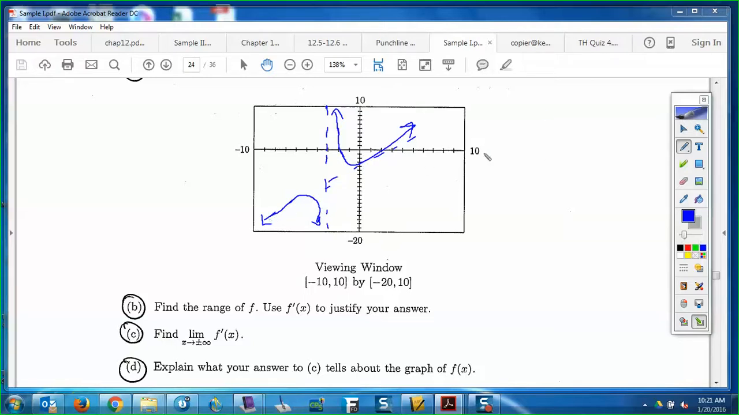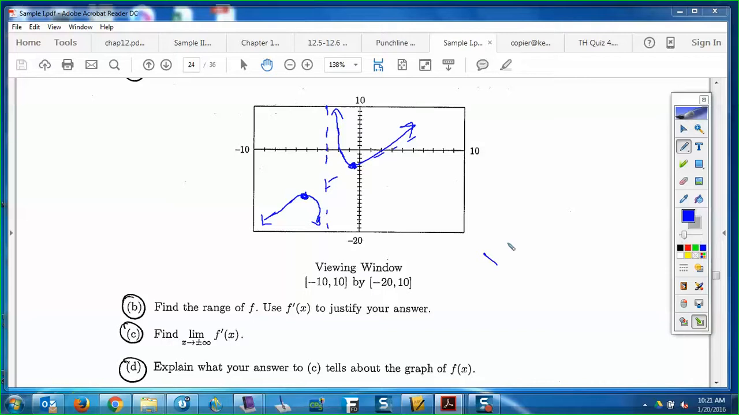But anyway, when they want the range of f, what are the key points that you would have to find here? Range, remember, is the possible y values. What are the key points on that graph you would need to know? The local min and the local max. You need to know those 2 points, right? And so, how do you find a local min, local max? Where the derivative is 0, right? So when they say use f prime to justify your answer, that's what they're talking about. They're saying we need to do the derivative.